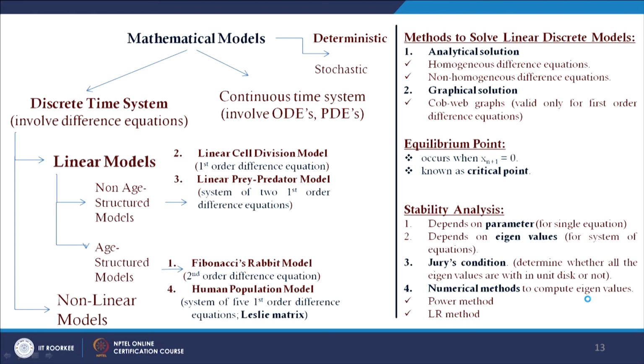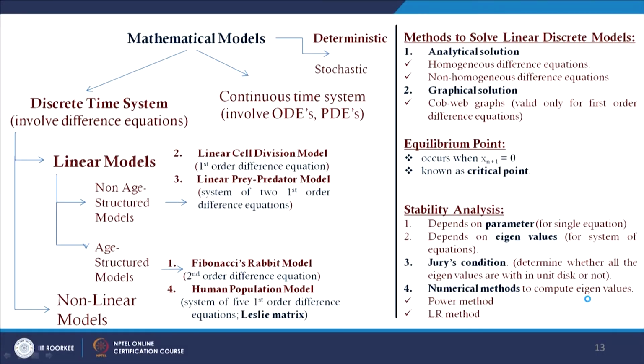Then we discussed how we can find equilibrium points or steady state conditions. Equilibrium points occur when we consider x(n+1) equal to x(n). Sometimes they are also known as critical points. Then we discussed stability analysis based on eigenvalues. Sometimes it depends on the parameter for a single equation, and on eigenvalues for a system of equations. We also discussed Jury's condition, which is used for higher order equations to determine whether all the eigenvalues are within the unit disk or not.